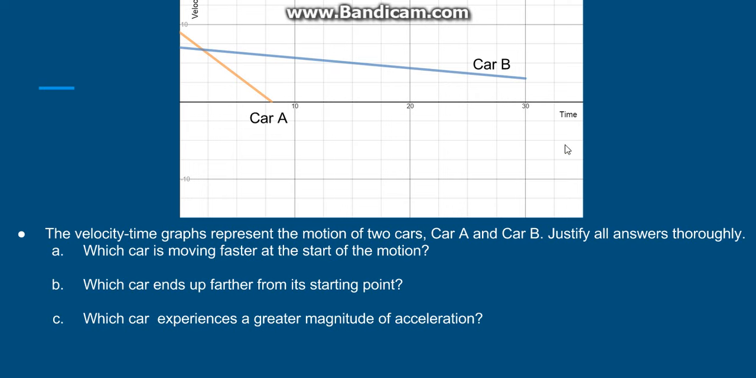Start of the motion. Now, we're looking at which one will be faster. Because this is a velocity time graph, we just have to look at the actual number on the y-axis. And just so you know, this is specific to a velocity time graph. Since it asks at the start of the motion, we have to look specifically at when x equals 0, because x is time. We can see that since car A does start higher on the graph than car B, car A is moving faster at the start of the motion. So that's what we would put: car A.